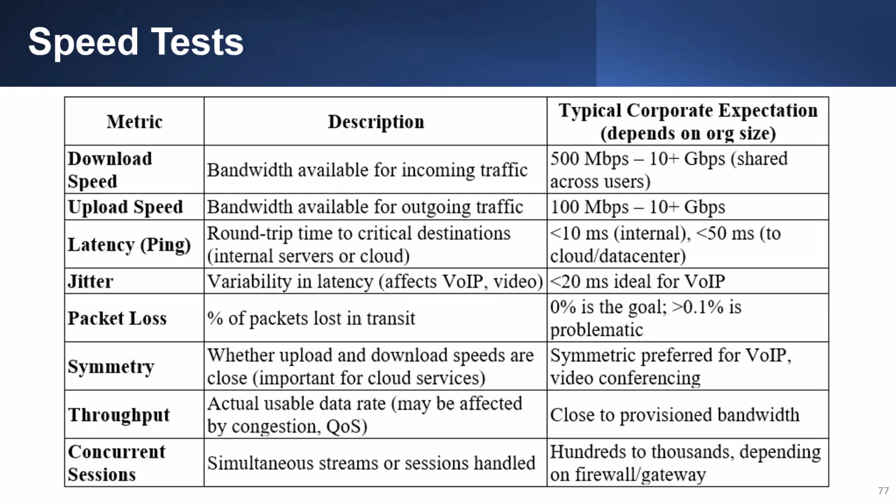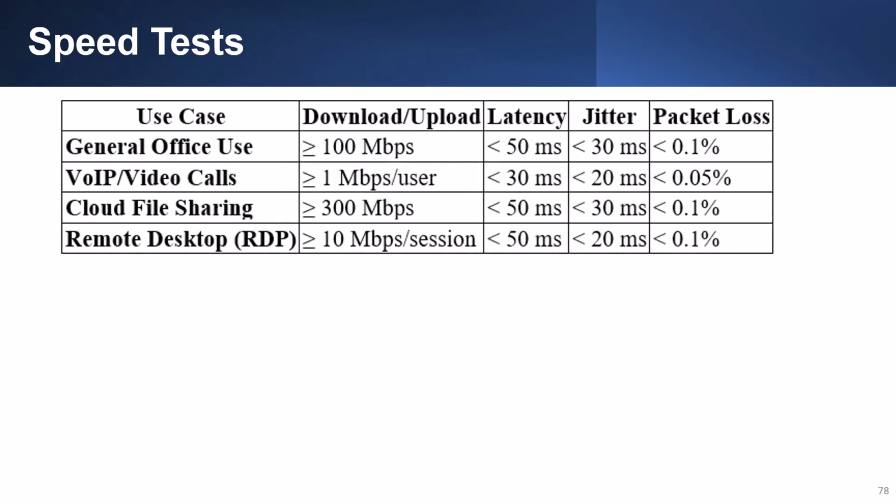And here's a table showing speed performance in an enterprise environment. When looking at your download and upload speeds, you need to look at what is expected and compare that to its expected load, to determine if the network is operating at its full or expected capacity. And some more expected performance for VoIP and video calls, cloud file sharing, and remote desktop connections.